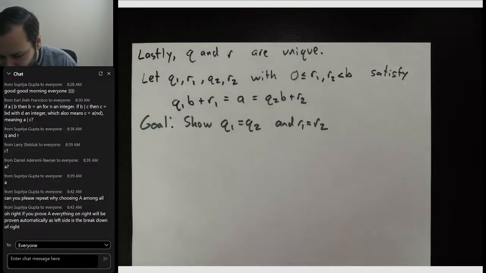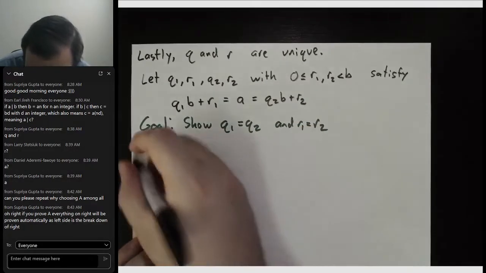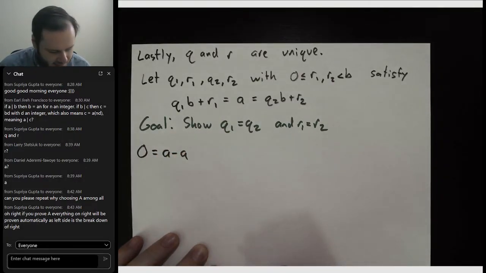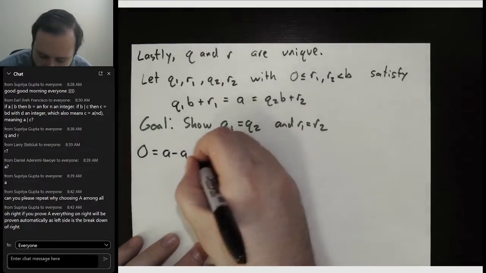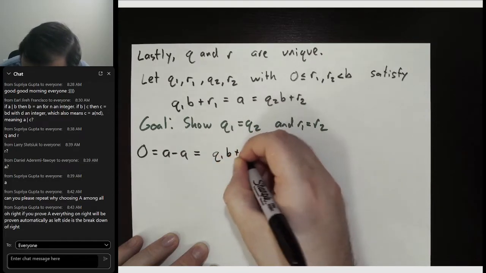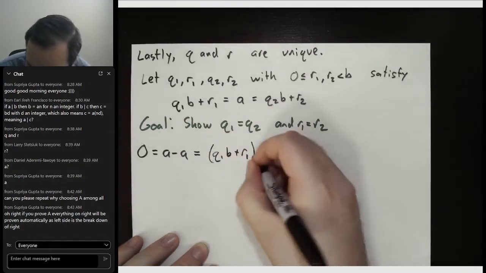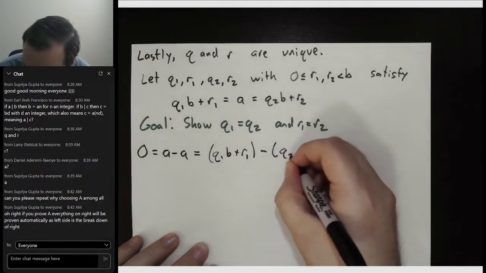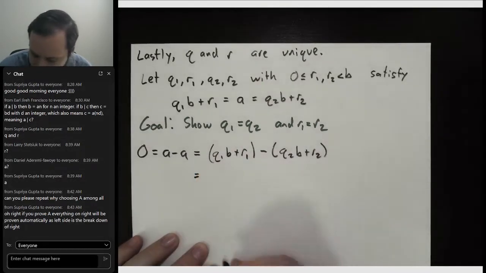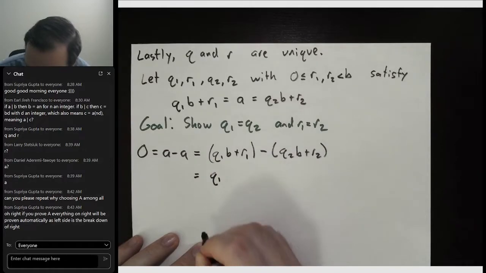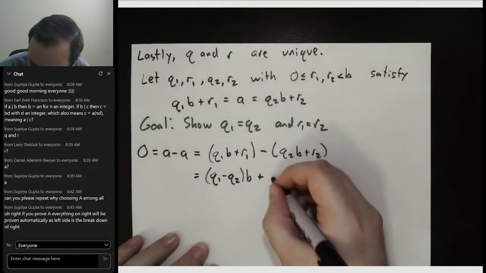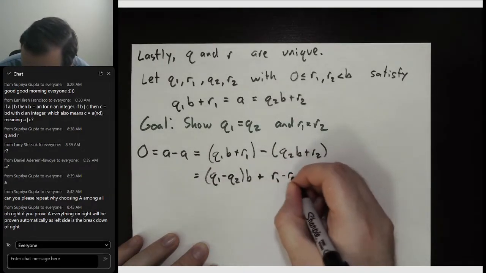Okay. So, because these 2 things are equal, 0 is equal to A minus A. Right? That's a nice, easy statement. And I'm going to write A in these 2 different ways. One way of writing A was Q1B plus R1. And my other way of writing A is Q2B plus R2. And if I rearrange this, I get Q1 minus Q2 times B plus R1 minus R2.